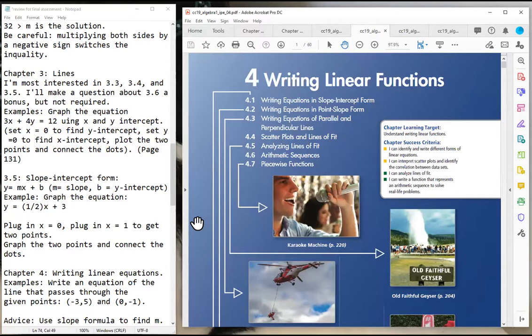You can break this up into 2 parts. The first part is, given 2 points, can you write the slope-intercept and point-slope form, and the other part was this parallel and perpendicular stuff. Let's look at the examples. You could say something like, write an equation of the line that passes through the given points, (-3, 5) and (0, -1).